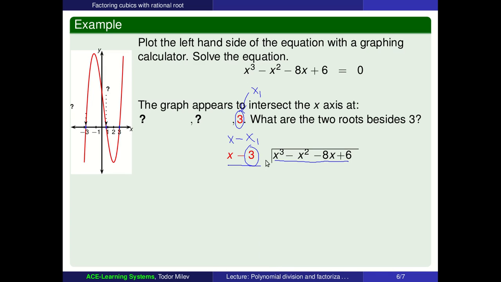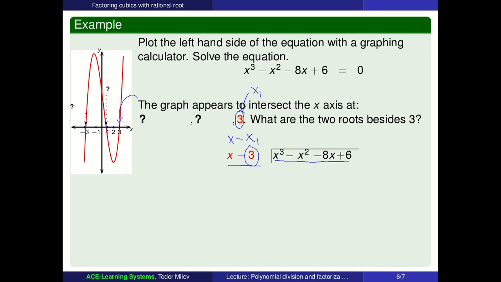Now, how will we know whether the dividend is divisible by x minus 3? We will know if the remainder turns out to be 0. If the remainder does not turn out to be 0, that means that our eyes have deceived us and 3 is not a root. However, if our eyes have not deceived us, then dividing that polynomial by x minus 3 should yield us a remainder 0.